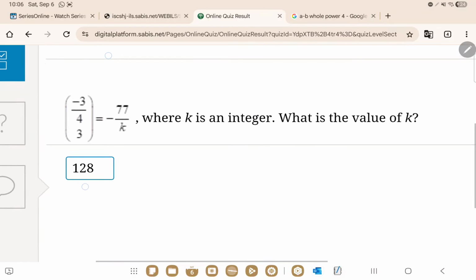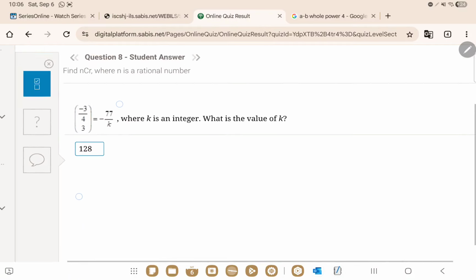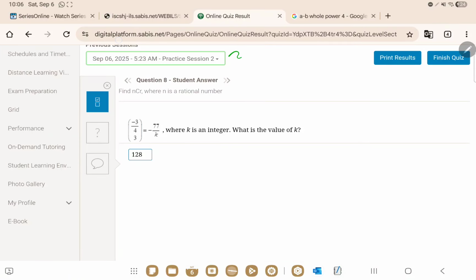Now, okay, this question is not required for the week 3 periodic. It is required for future periodics. So let's solve it. Now, here we have n is a rational number. Now, when n is a rational number, we deal with it differently. How do we deal with it?